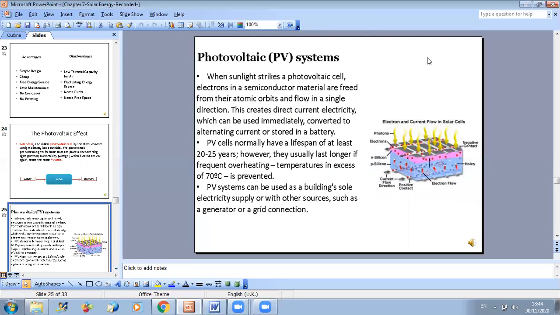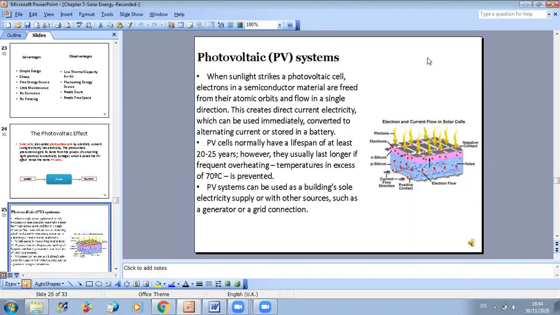So in summary, this is how it operates, and your friends also explained a little bit of this. When sunlight strikes a photovoltaic cell, electrons in a semiconductor material are freed from their atomic orbits and flow in a single direction. This creates direct current electricity, which can be used immediately, converted to alternating current, or stored in a battery. PV cells normally have a lifespan of at least 20 to 25 years. However, they usually last longer if frequent overheating is avoided. So we should always cool PV cells, because their efficiency decreases with temperature.